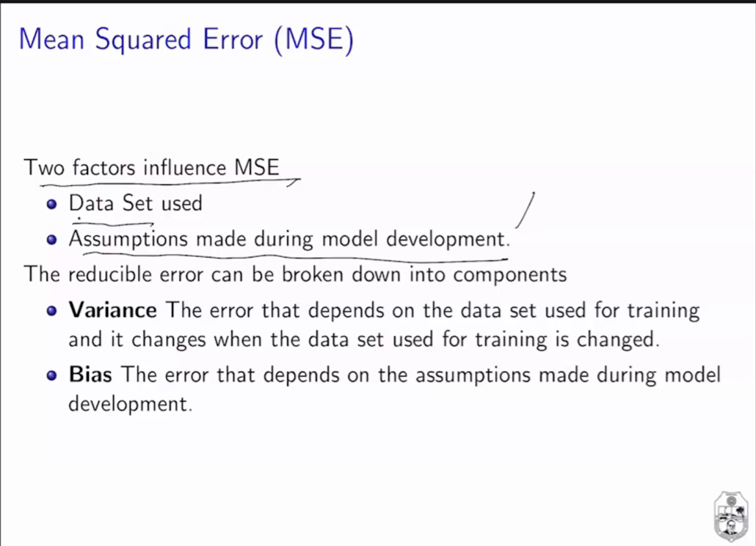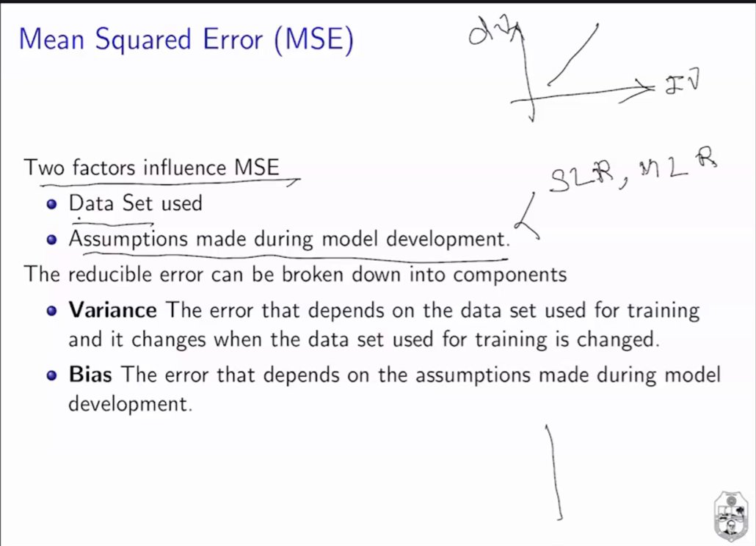We have seen that while developing the model, we make many assumptions. In the case of simple linear regression or multiple linear regression models, we make what are called the linearity assumptions, meaning that a linear relationship is present between the independent variable and the dependent variable. This is one example of an assumption. The second example is that we normally assume that the data set has a normal distribution, or the Gaussian distribution.